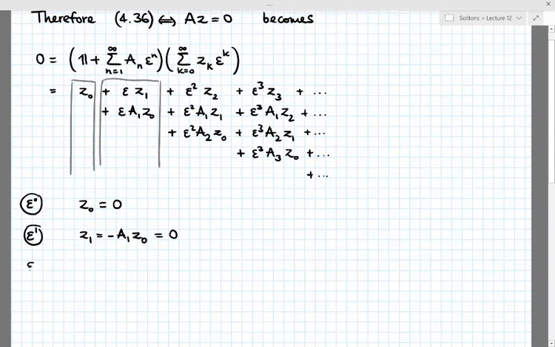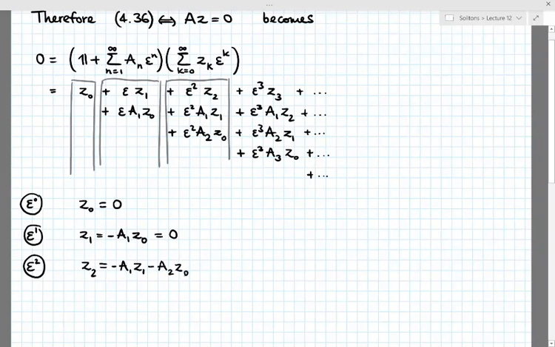Next, we move on to order epsilon squared. So we look at the sum of all terms in the third column on the right-hand side. That has to vanish, and so that determines Z2 to be equal to minus A1 Z1 minus A2 Z0. But again, we just found that Z0 and Z1 vanish. A1 and A2 are linear operators, and so the right-hand side vanishes. So we conclude that Z2 vanishes as well.